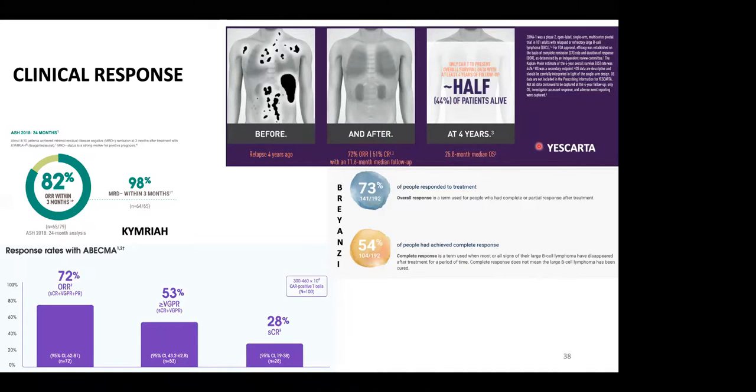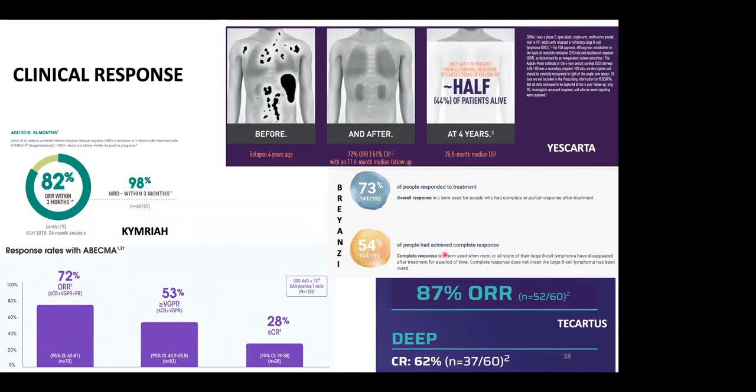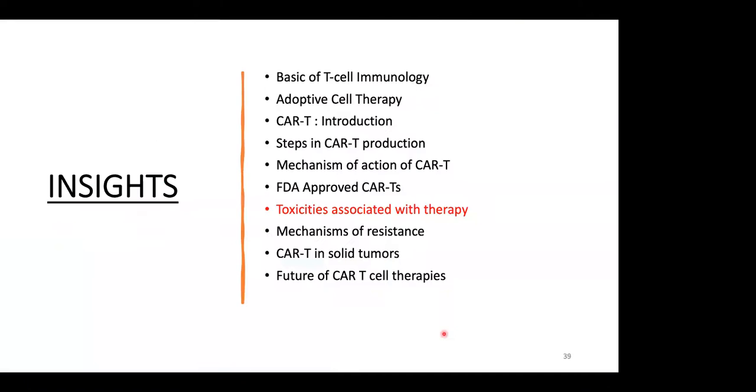And here the thing is, we are treating relapsed refractory patients whom we don't really expect to survive more than say 3 to 6 months, because they have really exhausted their options of therapy. So giving them a 4-year chance is something I think is incredible. Then we also have Abecma, which has a 72% response, Breyanzi, which has got a 73% response, and Tecartus with 87% overall response. And just like all the other therapies, this therapy has its own complications.